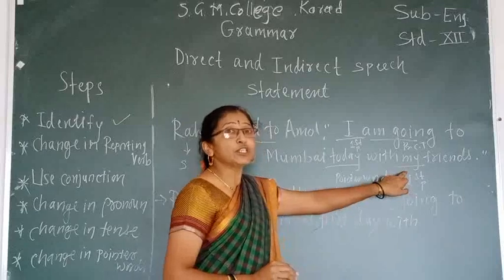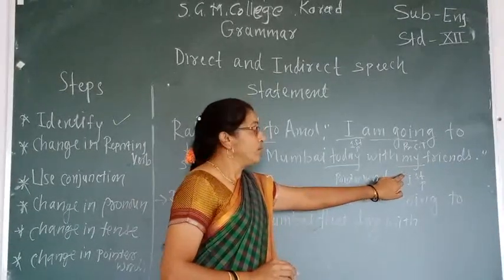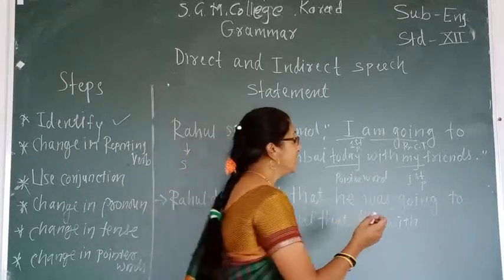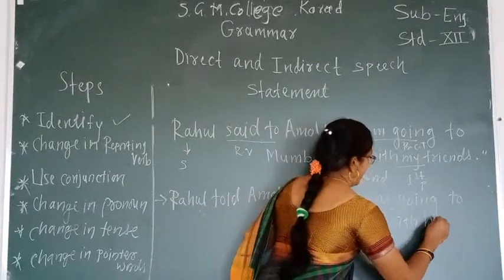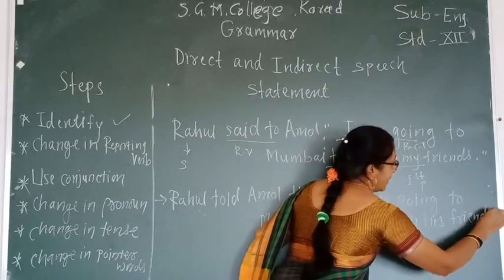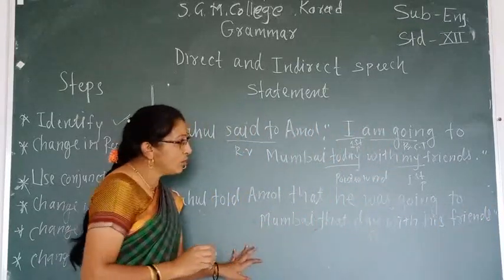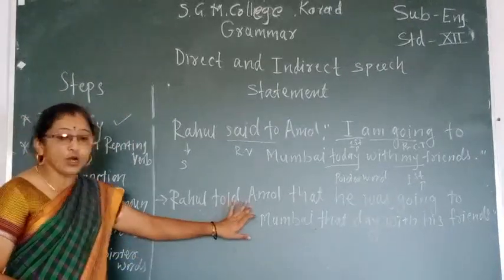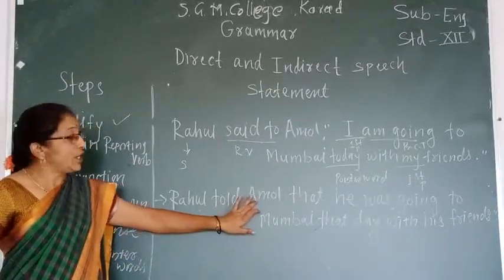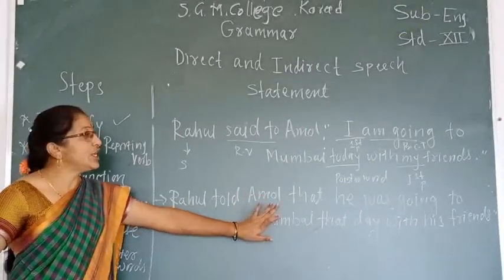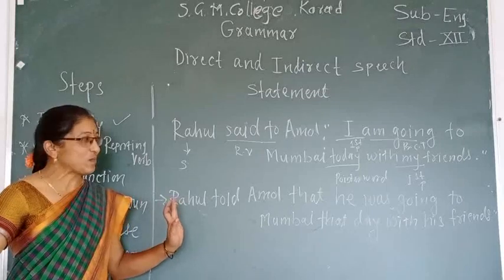"My" again here is a first person pronoun. This first person pronoun is changed into third person, "his," his friends. Okay. Now look, the final sentence in indirect speech is: Rahul told Amol that he was going to Mumbai that day with his friends. Understand? Okay.